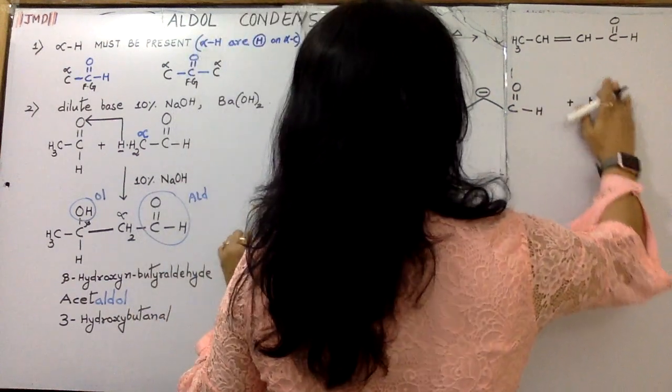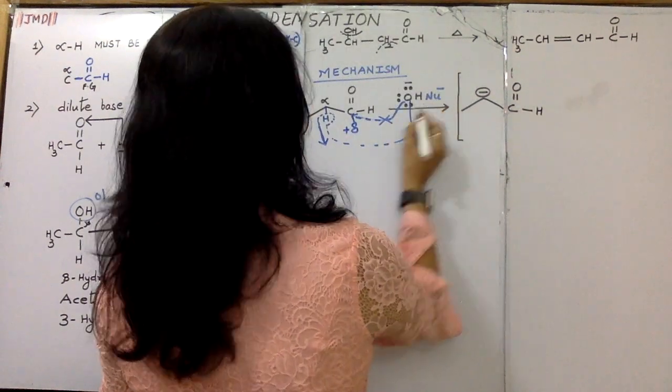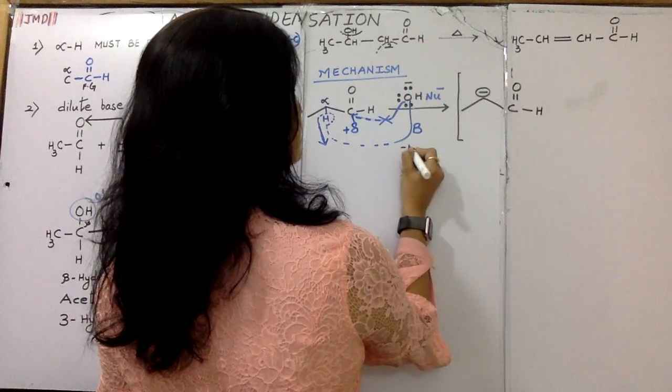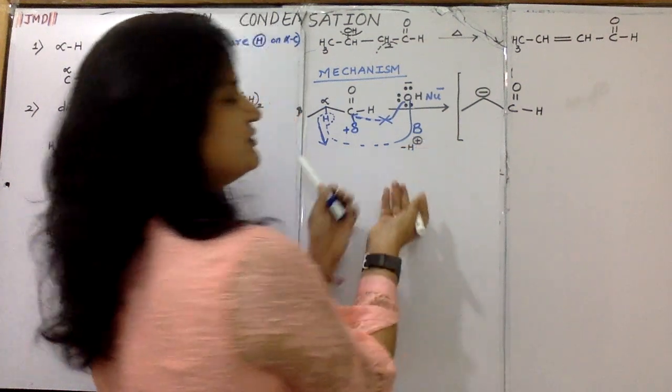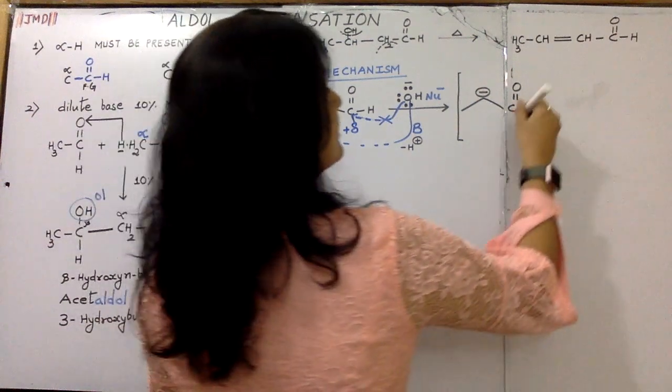This can also have a resonating structure. Let me write this over here. From here we are abstracting a proton, so minus H plus. Even if you write it here, it's fine with us.